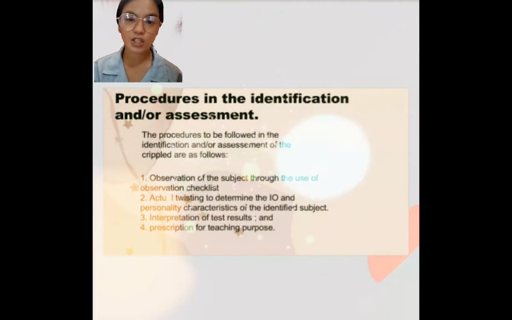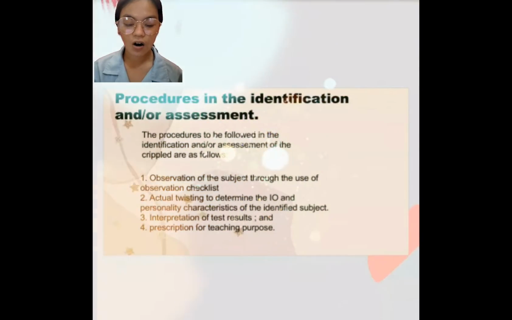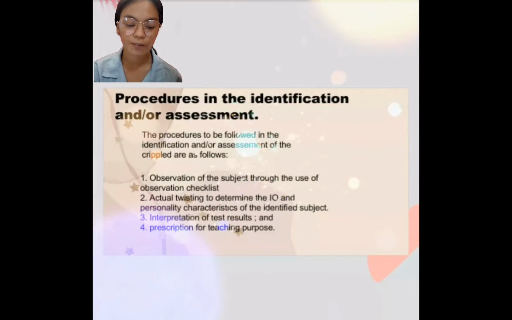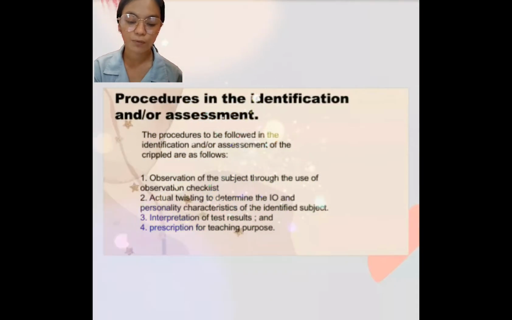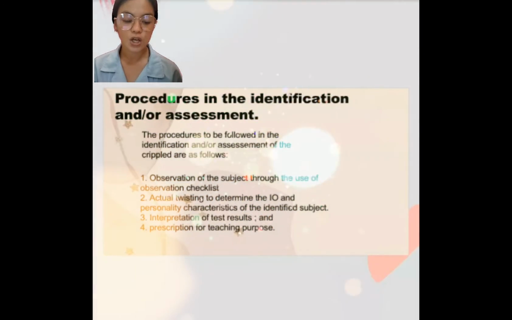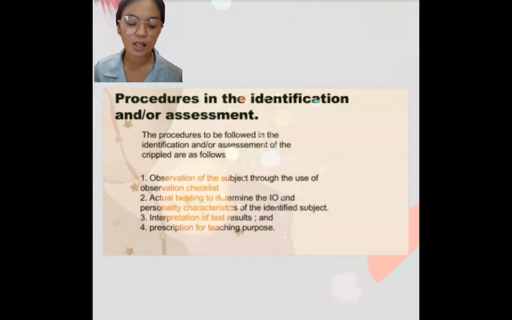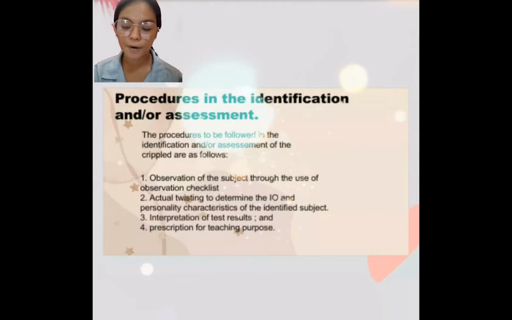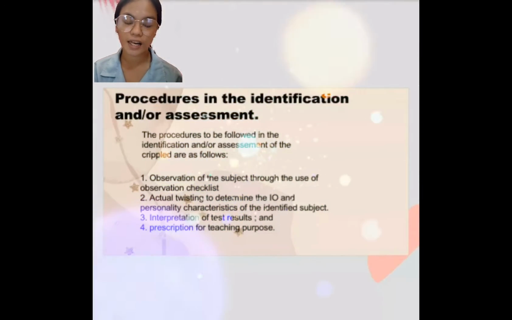So we have the procedures in identification or assessment. This is the evaluation, or how you assess your patients. The procedure to be followed in the identification and assessment of the crippled is as follows. Crippled refers to a physical disability, particularly one who is unable to walk because of injury or illness.